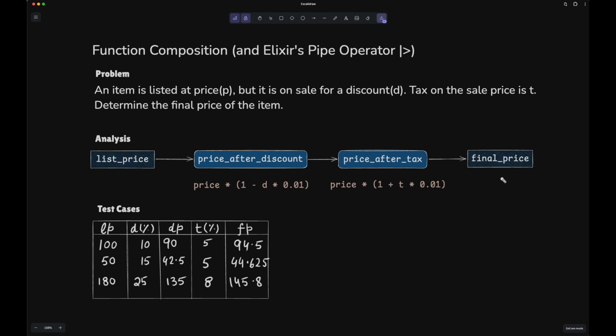But more importantly, we are going to write this final price function, which is essentially going to use these two functions, and using the pipe operator, we are going to compose these two functions inside of the final price.